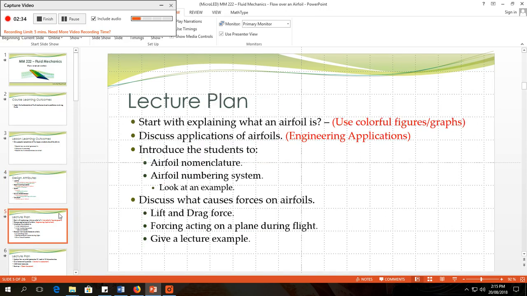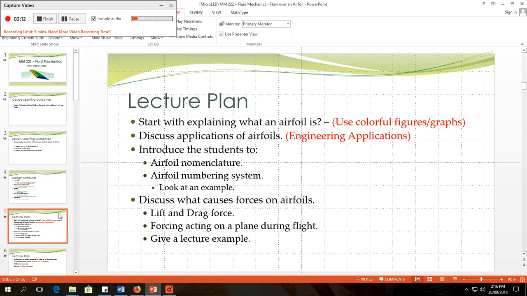I'll be looking at how I then constructed my lecture plan. First, I'll be explaining what an airfoil is. I'll use colorful images and graphics in order for them to grasp that concept much more easily. Then I'll look at applications of airfoils, again in context to engineering, and again looking at examples that the students can relate to. After this, I will introduce the students to airfoil nomenclature, and then the airfoil numbering system and why the numbering system is important, and finally I will look at an example.